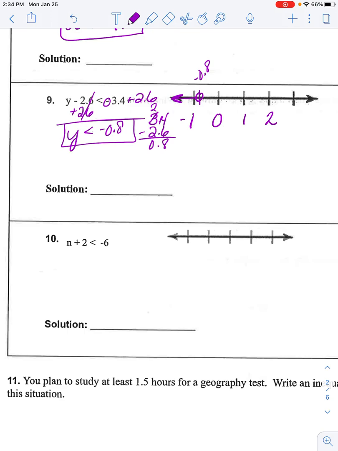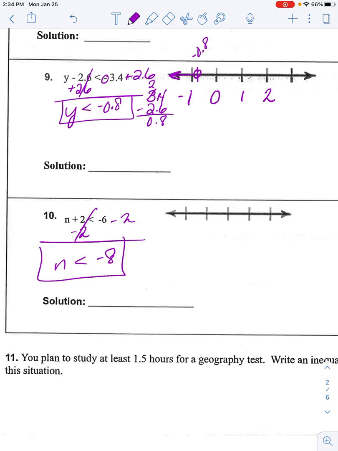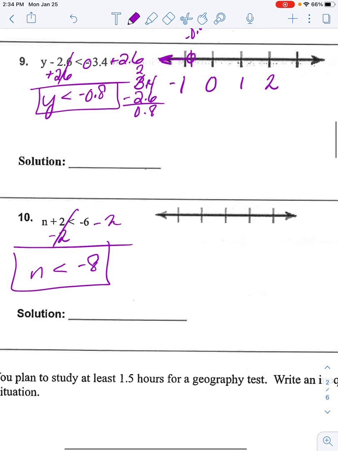Number 10, n plus 2. Do the inverse and subtract 2 from both sides. -6 minus 2, same sign, find the sum. Lots of negatives. -8. N is less than -8. So I'm going to put -8, -7, -6, open circle pointing to the left.